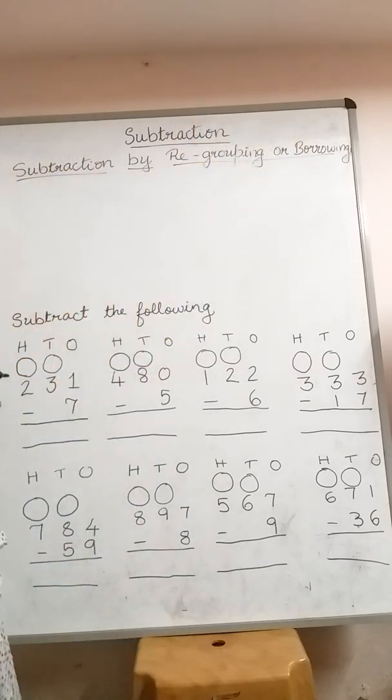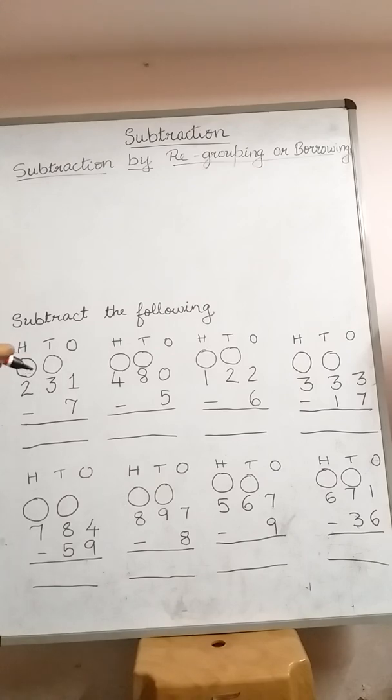What is the meaning of borrowing? Borrowing means we need to take a number from the next place. If you want a number, we need to borrow the number from the other place. That is the meaning of borrowing in subtraction, taking a number from another place. So let's see how to do the subtraction by borrowing the number.